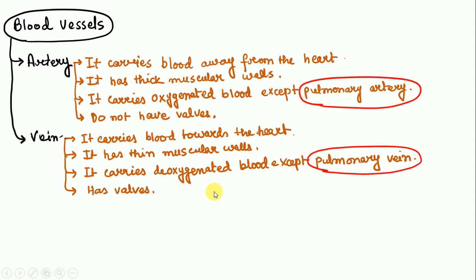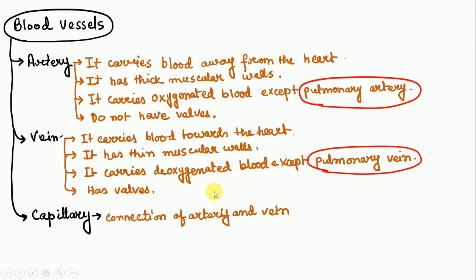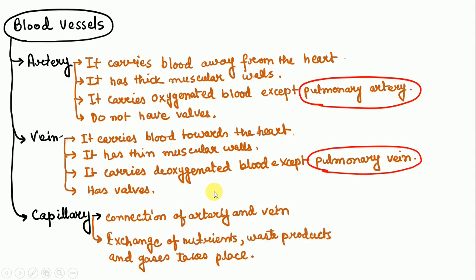The third is capillary. Capillary is a connection of artery and vein. Whenever an artery divides, it again rejoins to form the vein. That division, that connection between the artery and vein is called capillary. It is responsible for the exchange of nutrients, waste products and gases. Inside the organs where the gas exchange takes place, that is due to capillaries.